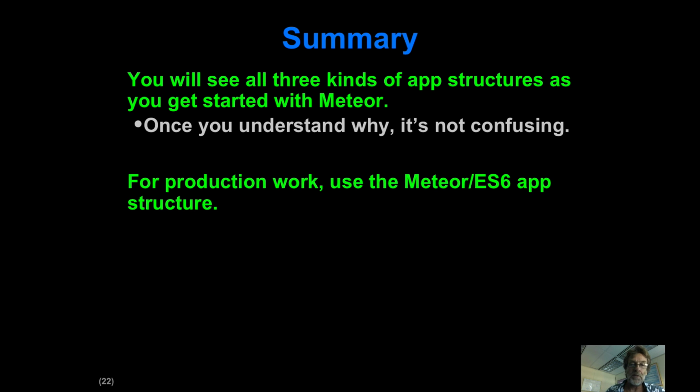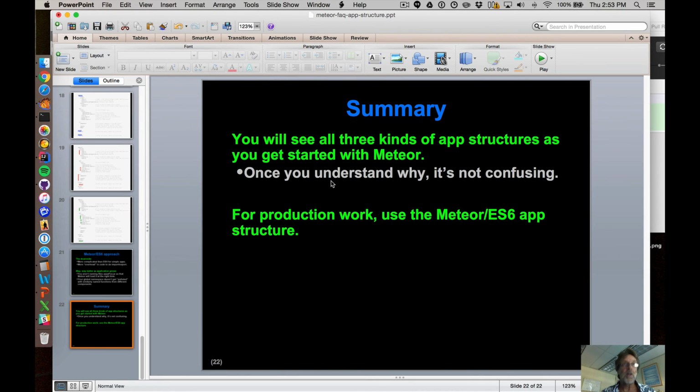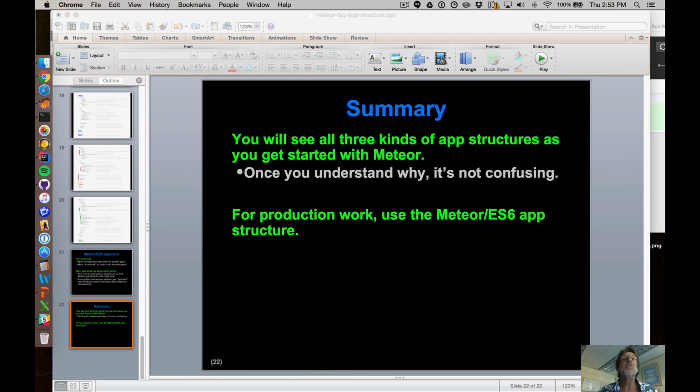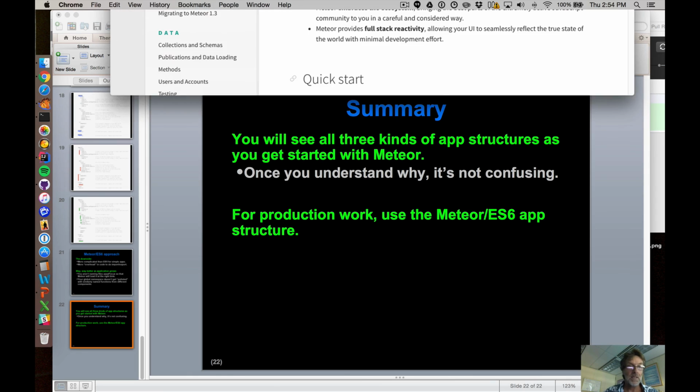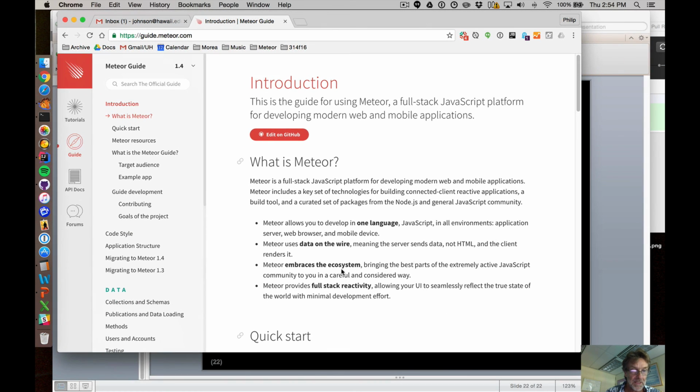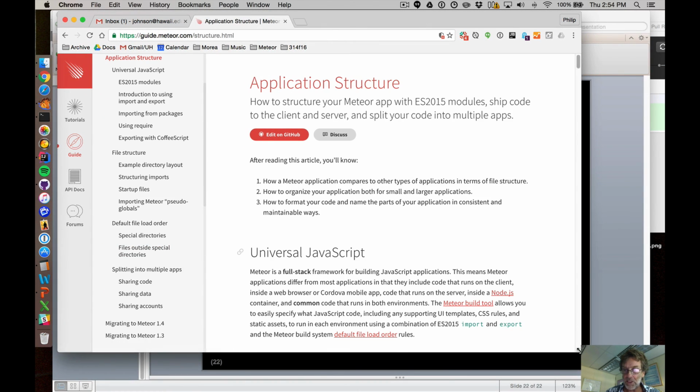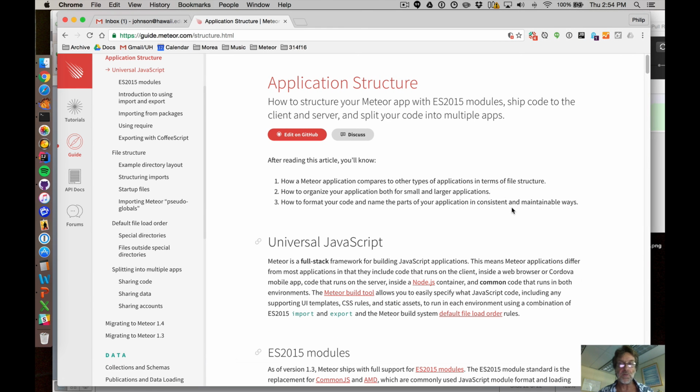Summary: you're going to see all these three kinds of things for production work. Use the Meteor ES6 app structure, and I want to just show you real quick that if you want more information on this, you just go to the Meteor guide, and we'll quickly bring this in, and you can see there's a section called Application Structure. You can go here and read all about it.